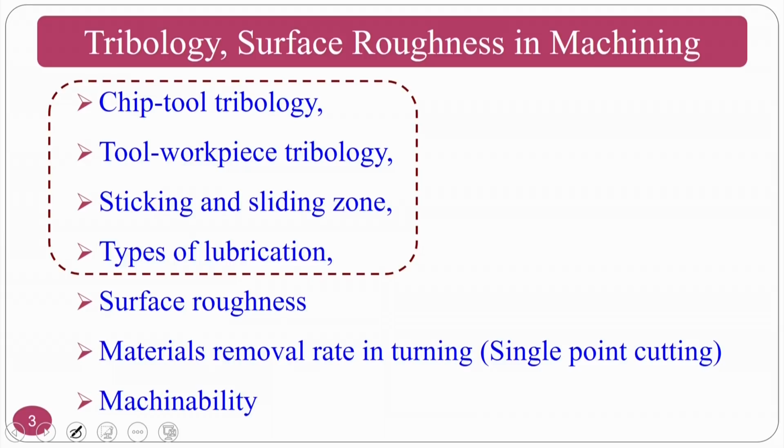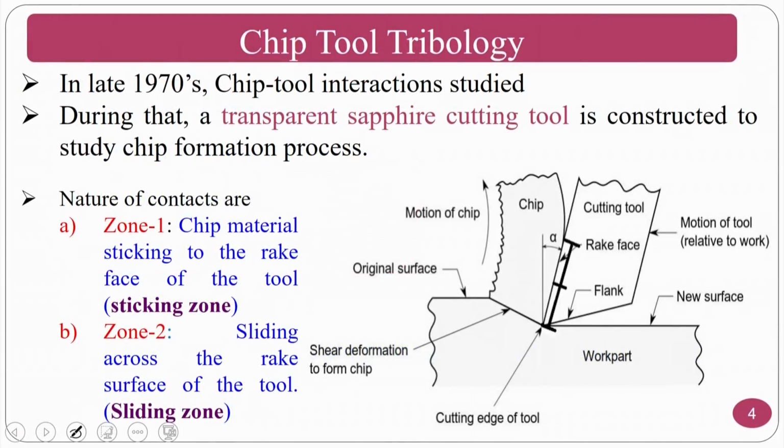Coming to chip tool tribology, it basically came into existence in the 1970s, when these interactions were first studied. During that work, they took a transparent sapphire tool. Normally sapphire is one of the hardest materials, and since hardness is most important in cutting tools, they took it.